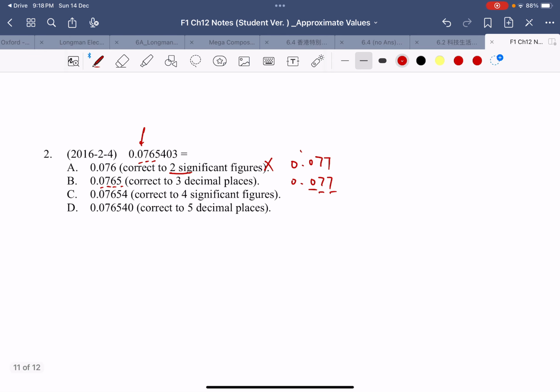Part C, you correct this number to 4 significant figures. So counting from the most significant figure, this one, 1 2 3 4, 0.07654, and leave the 0. So C is correct. Okay, you can check D. If 5 decimal places, 1 2 3 4 5, you have 6 here, so shouldn't be correct.